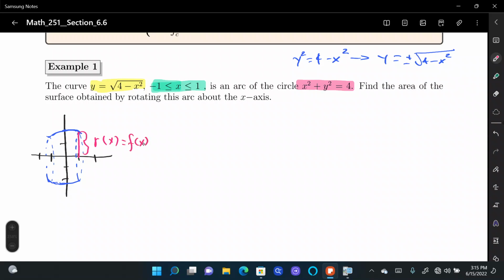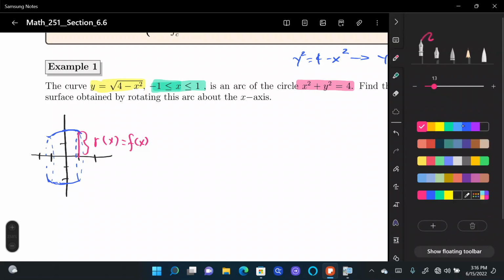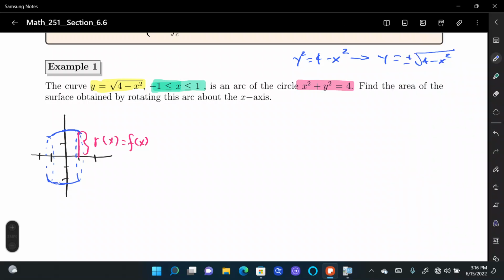I will be doing this for every single problem in this section, just so you can see how we set it up, and why in some cases the r of x is f of x and why in other cases the r of x is just x, not f of x. You'll see. So, let's set up the problem. Let's write down the formula. I would start with the formula.